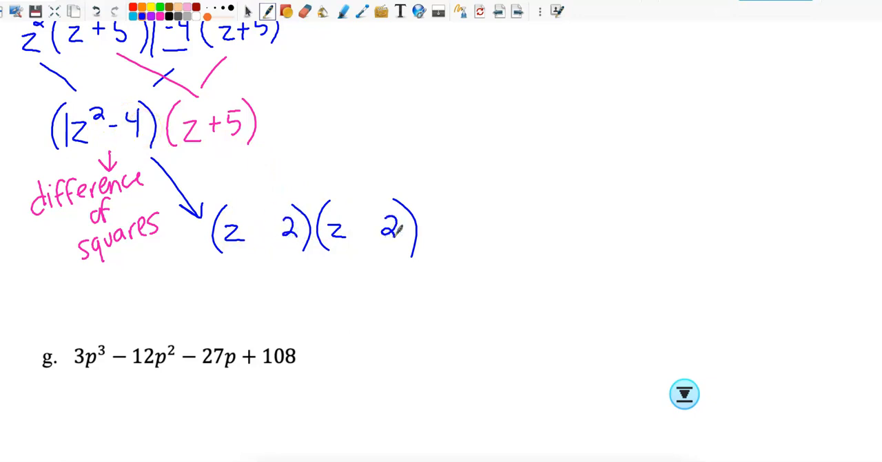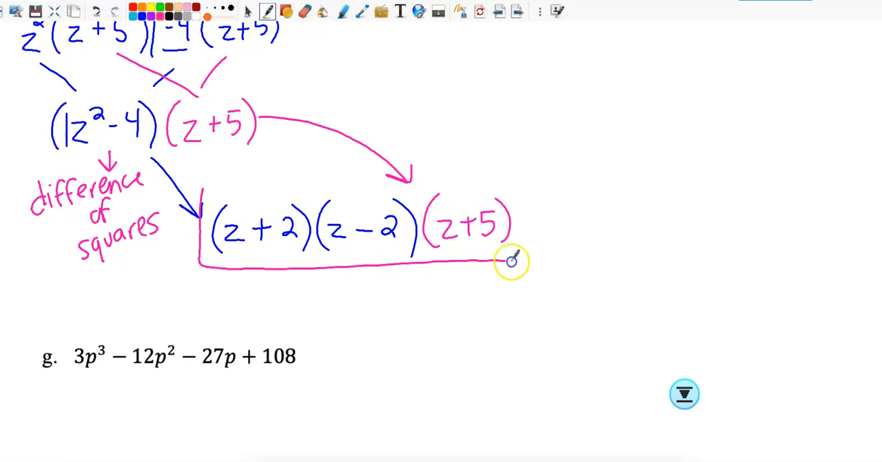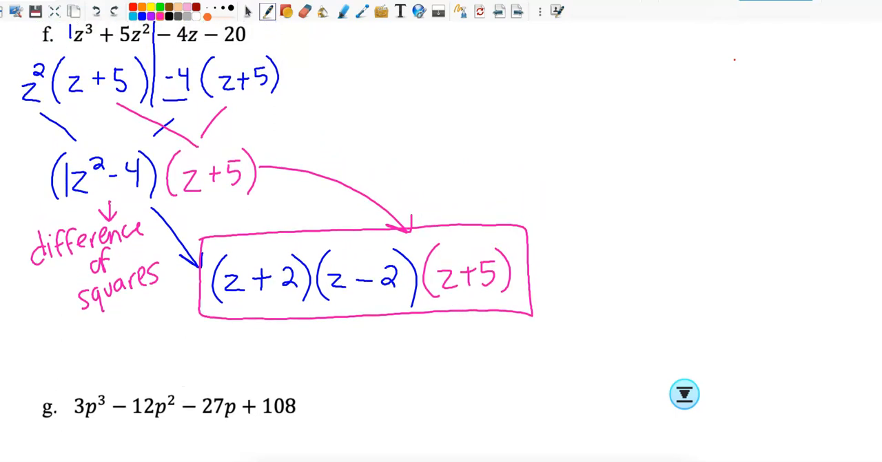And then remember, your signs have to be different. 1 has to be plus, 1 has to be minus. It does not matter the order. Your final step is to bring down your z plus 5, and then you are done because you have factored it completely. Okay?